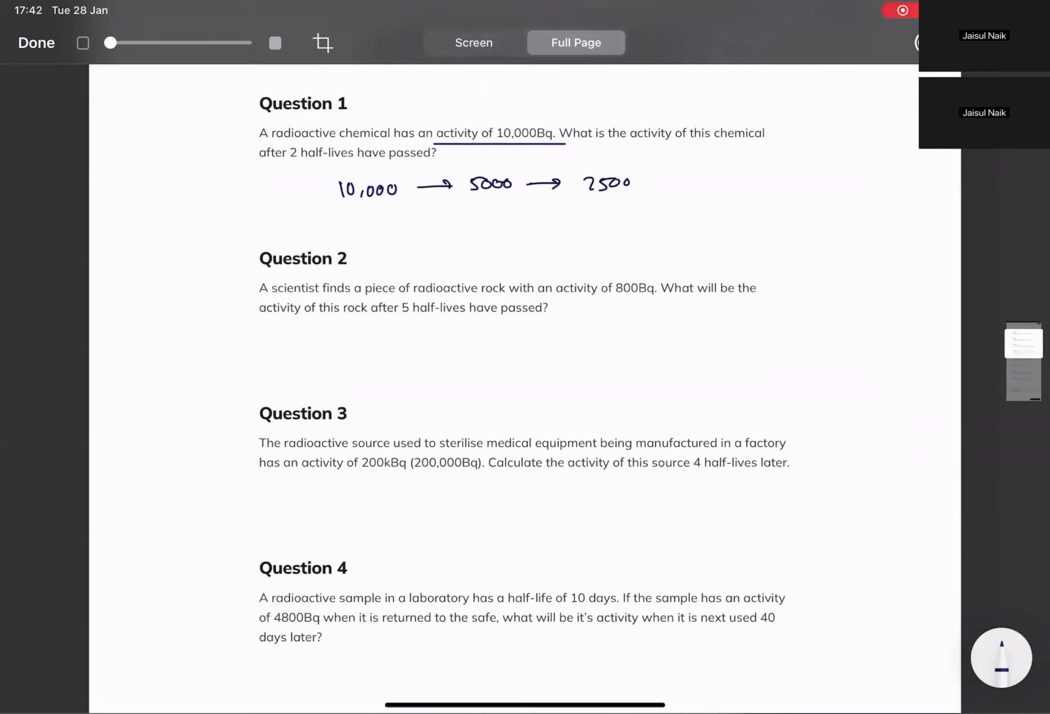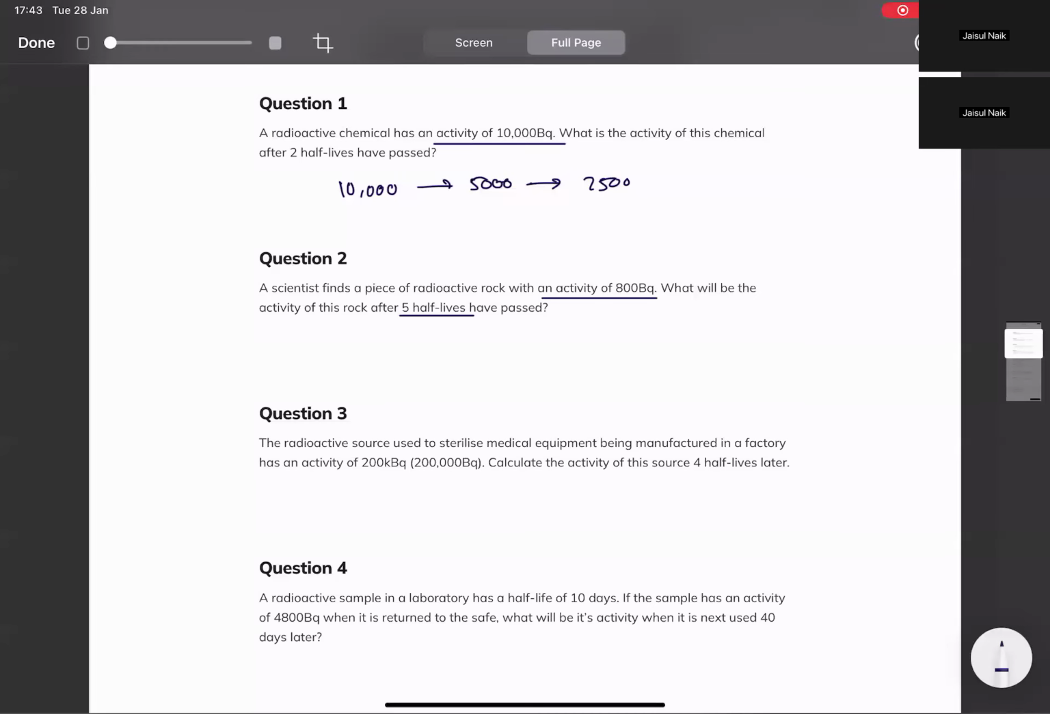Question two. The initial activity is 800. What would it be after five half-lives? Do you want to try and work that out? This one is literally about halving it 5 times. So 800, 400, 200, 100, 50, 25. After five halves, the activity becomes 25 Bq.